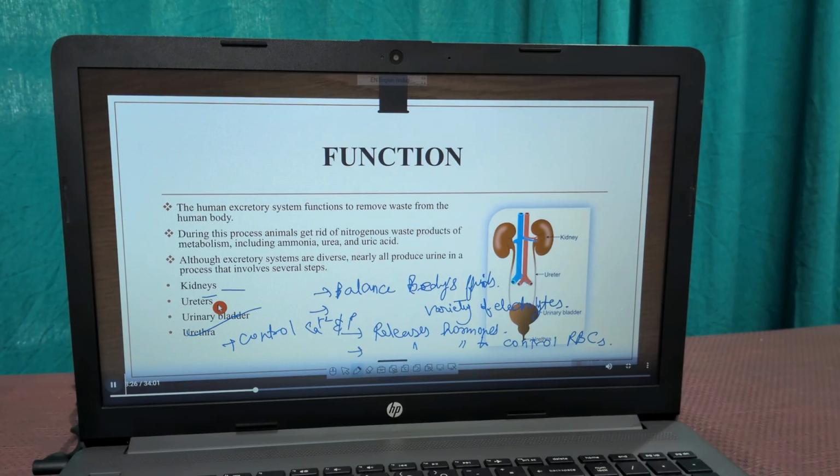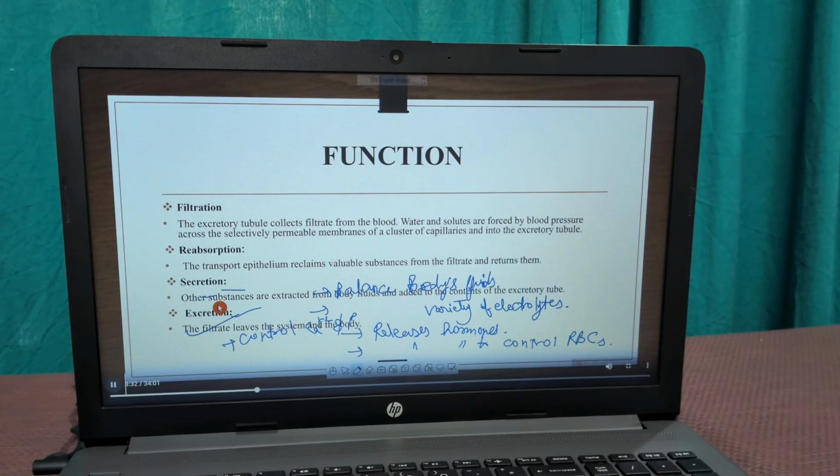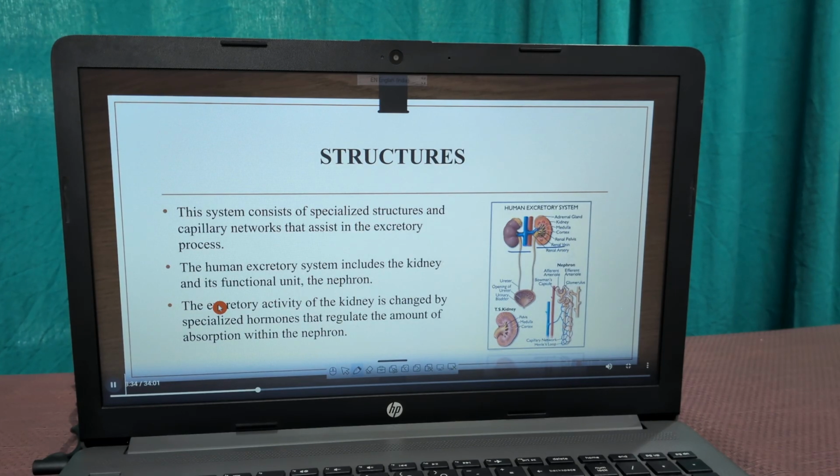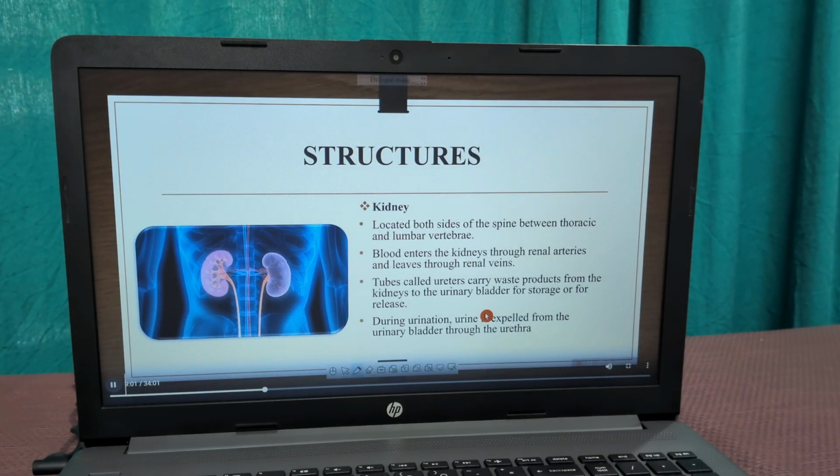Alright, so waste products of metabolism, which include ammonia, urea and uric acid, are excreted out of the body. The kidney consists of many functional units called nephrons. Nephron is a very important unit of the excretory system. The excretory activity of the kidney is regulated by specialized hormones which regulate the amount of absorption within the nephron.